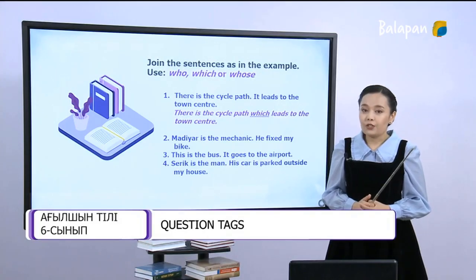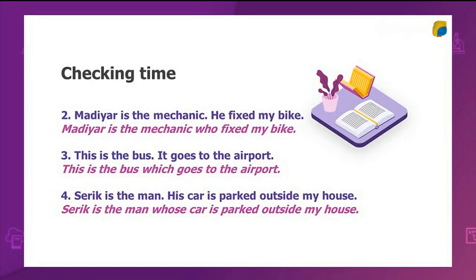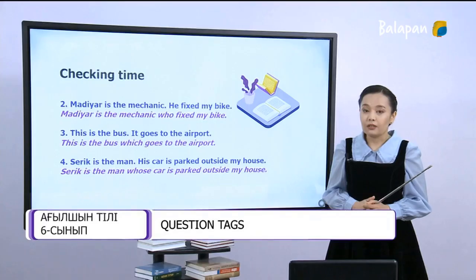If you're ready, let's check. Number 2. Madhyar is the mechanic. He fixed my bike. Madhyar is the mechanic who fixed my bike. Number 3. This is the bus. It goes to the airport. This is the bus which goes to the airport. And number 4. Serik is the man. His car is parked outside my house. Serik is the man whose car is parked outside my house. Nice job, students.